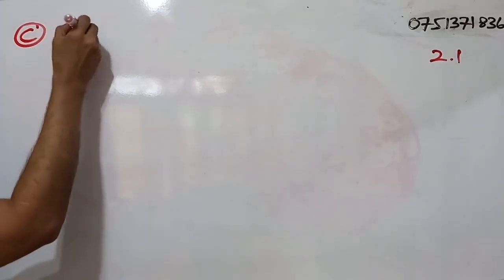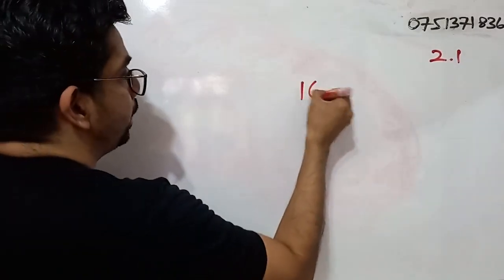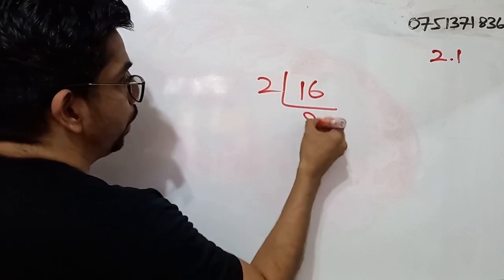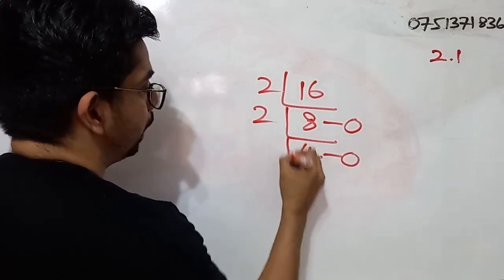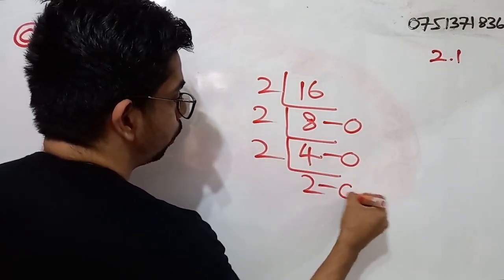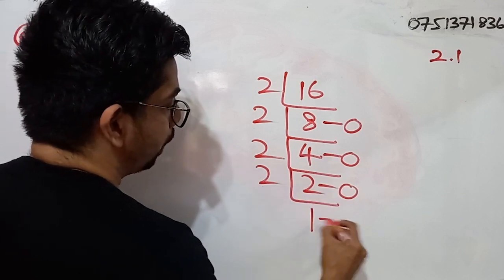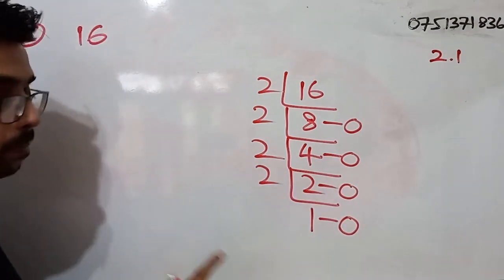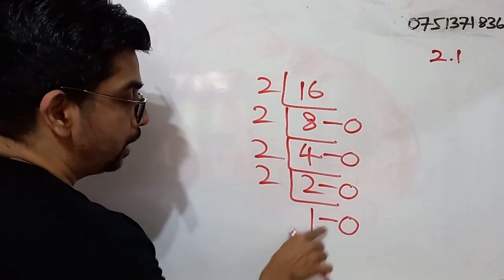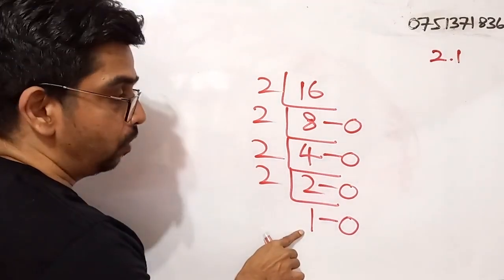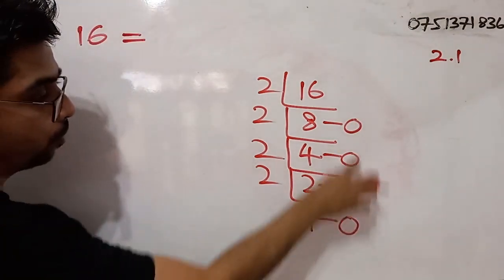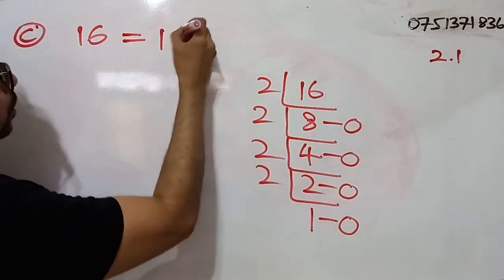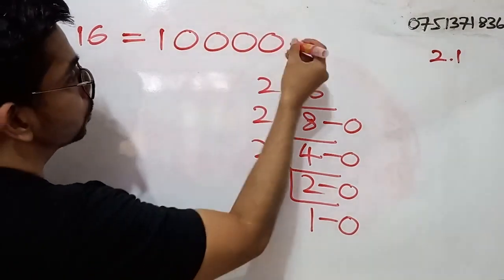2. Simple C, what do we have? 16. So we will take 16 and divide it by 2. So 8, no remainder. Again we will divide by 2. 4, no remainder. Again we will divide by 2. 2, no remainder. Again we will divide by 2. 1, no remainder. Always remember, we stop when we get 1 as the quotient. Then we take these numbers. So 16 is equal to what? 1 followed by 4 zeros. So 1, 2, 3, 4 zeros. So this is base 2.